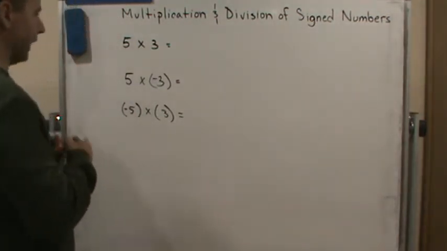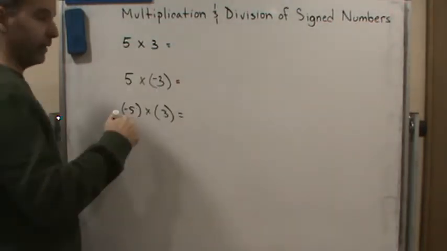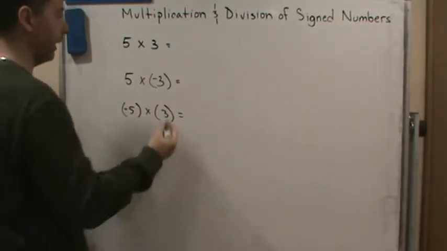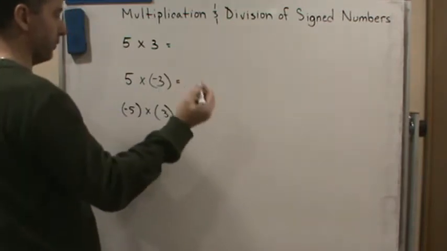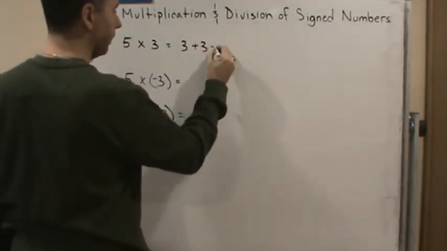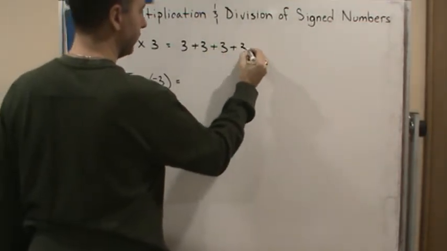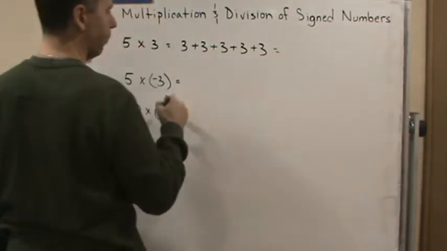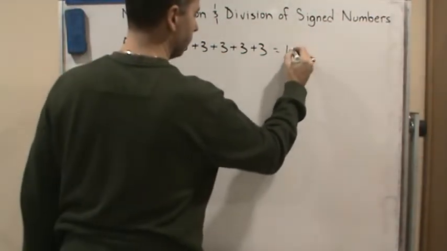So what do we look at? When we look at 5 times 3, we think 5 groups of 3, right? So we're adding 5 groups of 3, which means we're doing 3 plus 3 plus 3 plus 3 plus 3, right? Which equals what? 15.